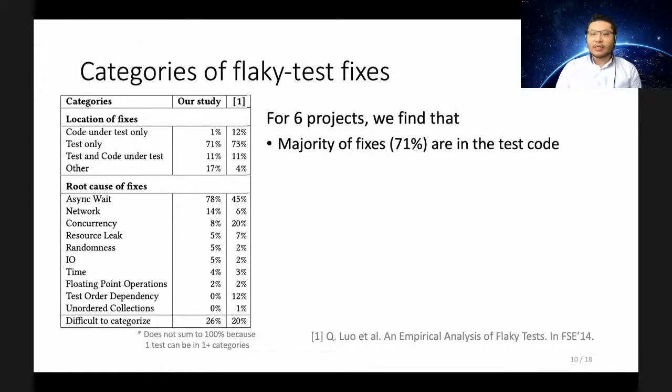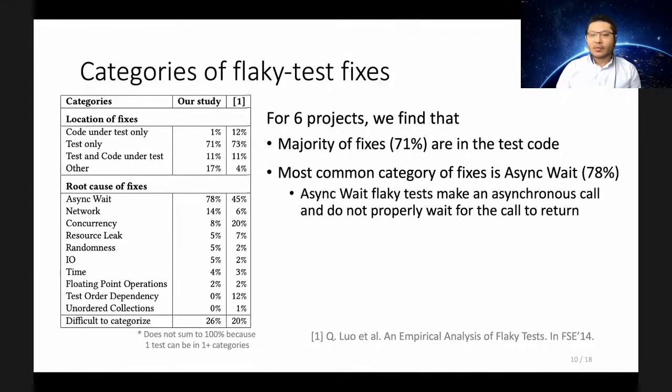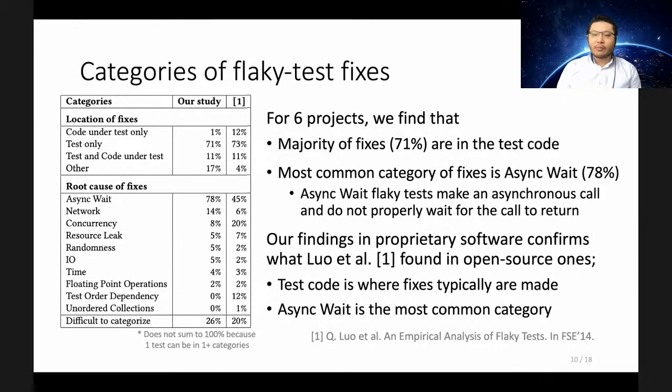Specifically for categories, we see that the majority of the fixes for flaky tests are actually in the test code. We also see that the most common category of flaky test fixes is this async wait related category, where again, a flaky test makes an asynchronous call and doesn't properly wait for the call to return. Our findings here confirm what a previous study on flaky tests has found, specifically that test code is where the majority of the fixes are typically made, and async wait is the most common category.